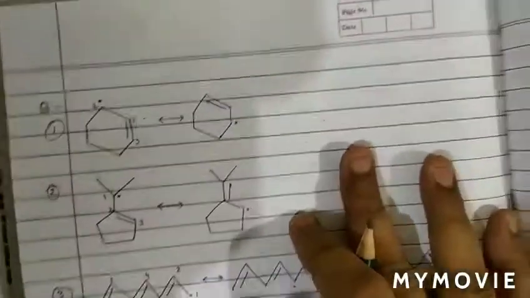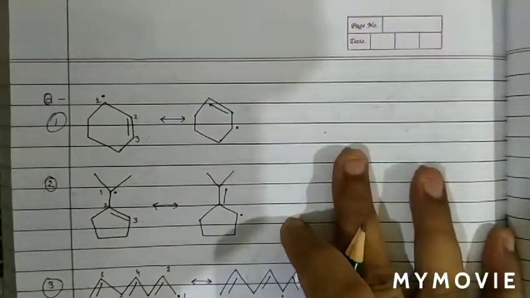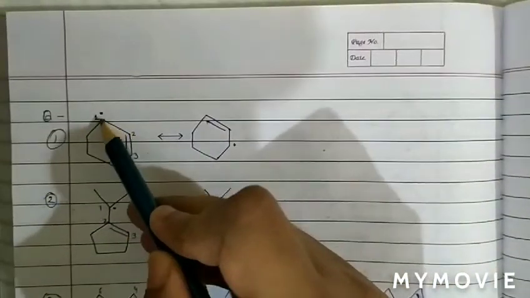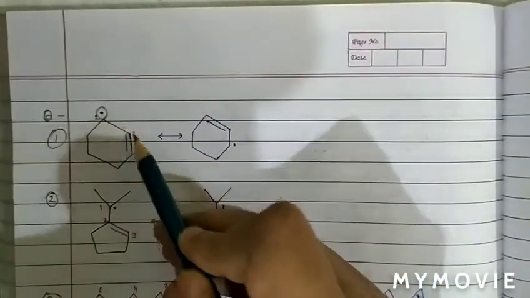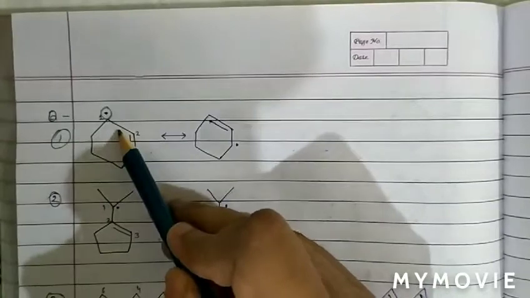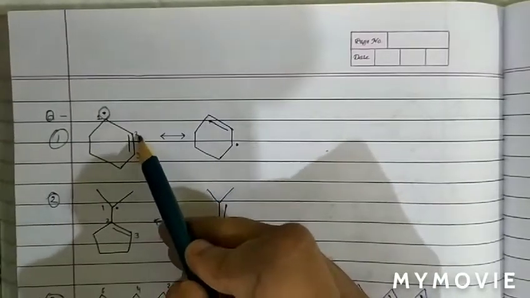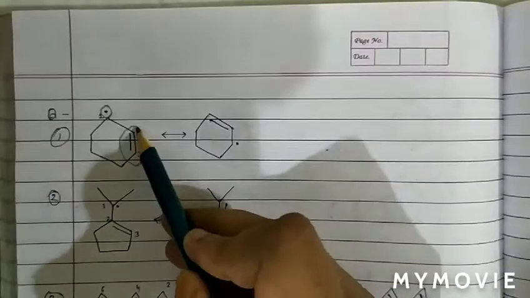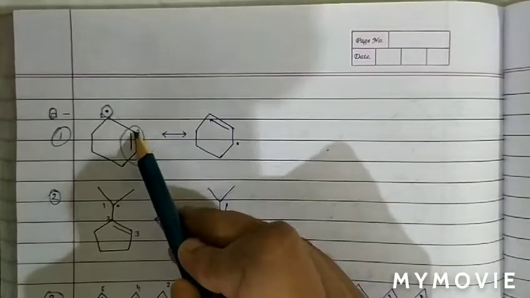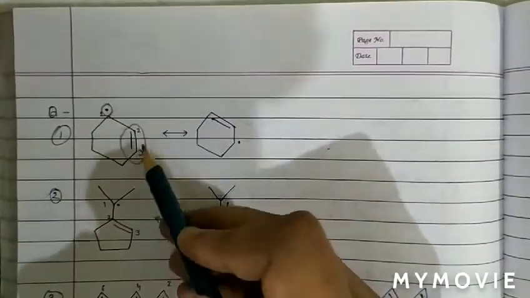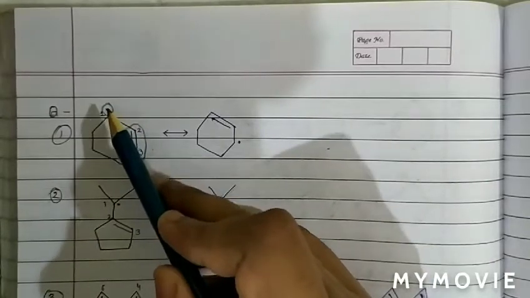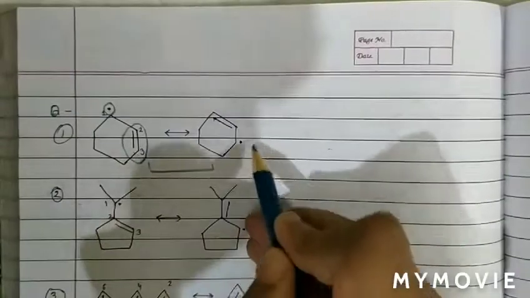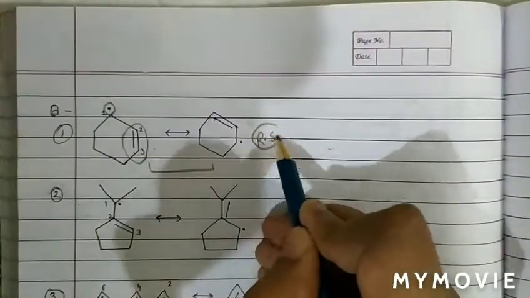Now see the example based on the free radical based resonating structures. As we can see, again free radical at position 1, then a single bond, then a pi bond between 2 and 3. The pi bond between the 2 and 3 position will shift in between 1 and 2, and the free radical from the first carbon will shift to the third carbon. So these two structures are the resonating structures.